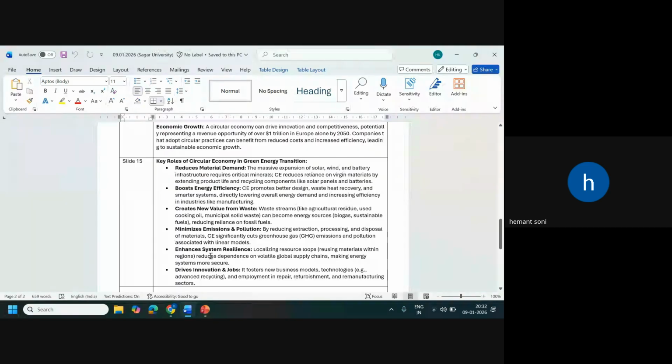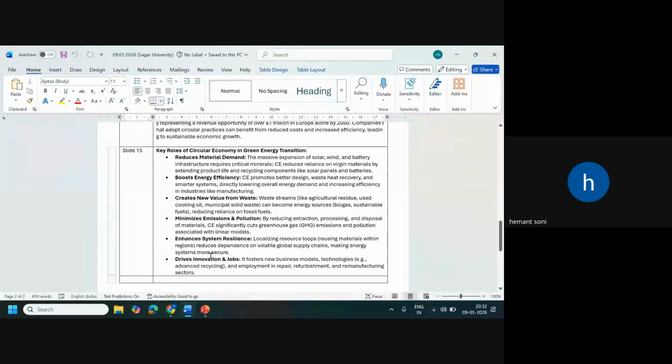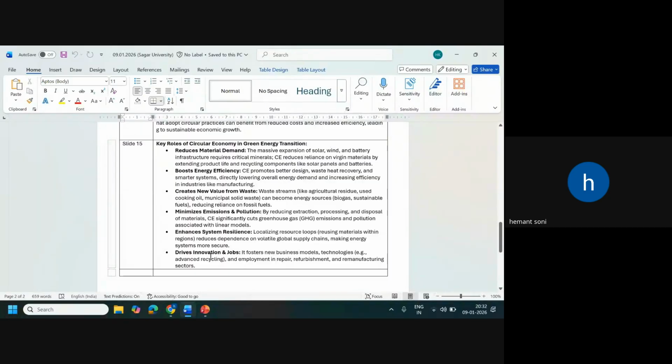Then circular economy also enhances system resilience, localizing resource loops, reusing materials within regions. So it reduces dependence on volatile global supply chains, making energy systems more secure. And then finally, circular economy drives innovation and jobs. It fosters new business models, technologies like advanced recycling, and employment in repair, refurbishment, and remanufacturing sectors.